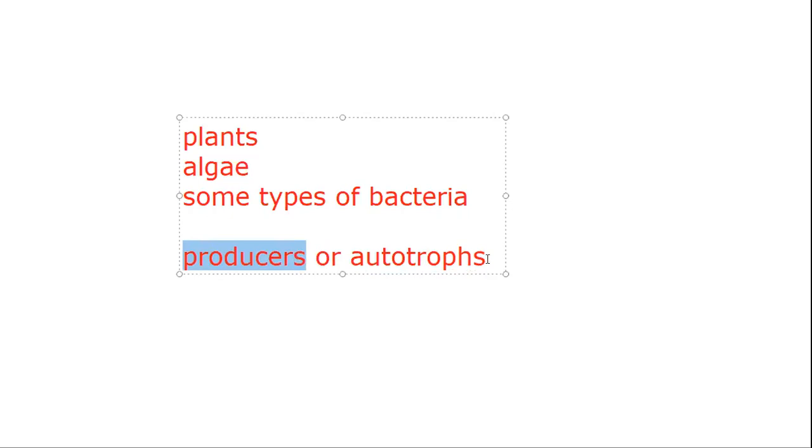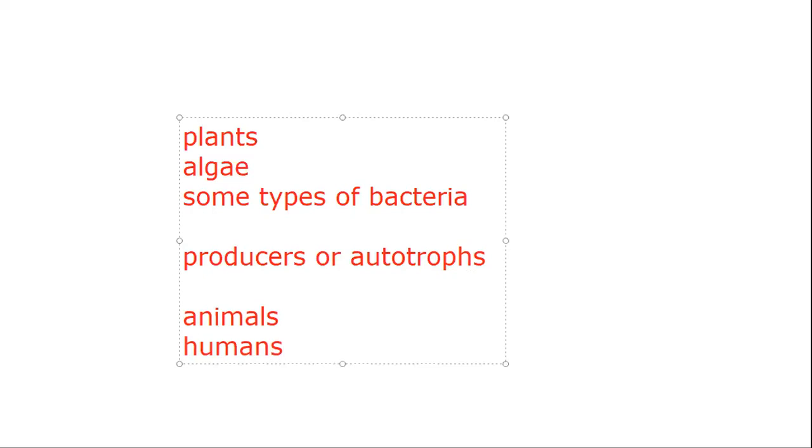But animals, other organisms like animals and humans, are not autotrophs. They can't make their own food. Animals get energy by eating other animals or plants. Humans get energy by eating animals or plants. Fungi are decomposers. They break down the remains of living things. Also, they are not producers.